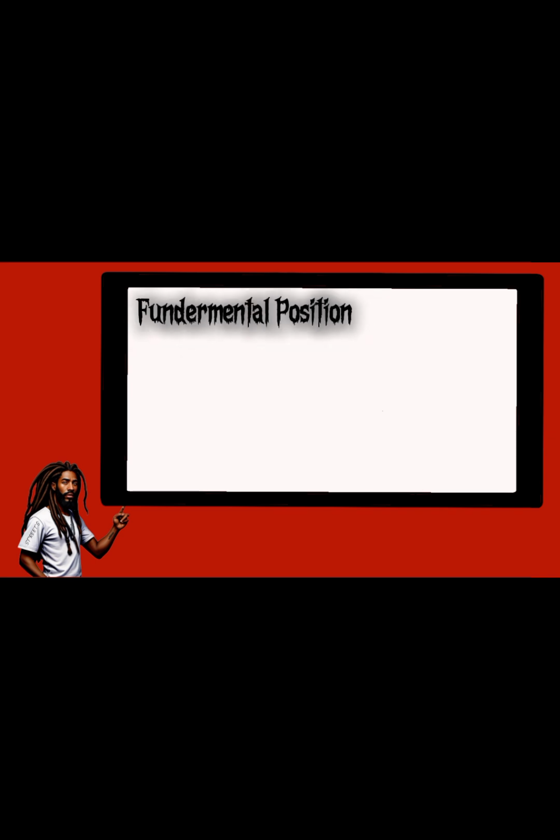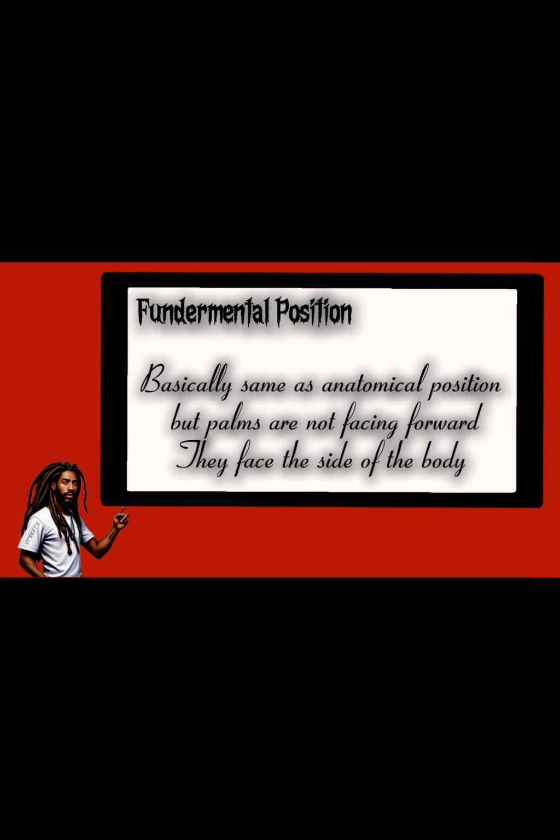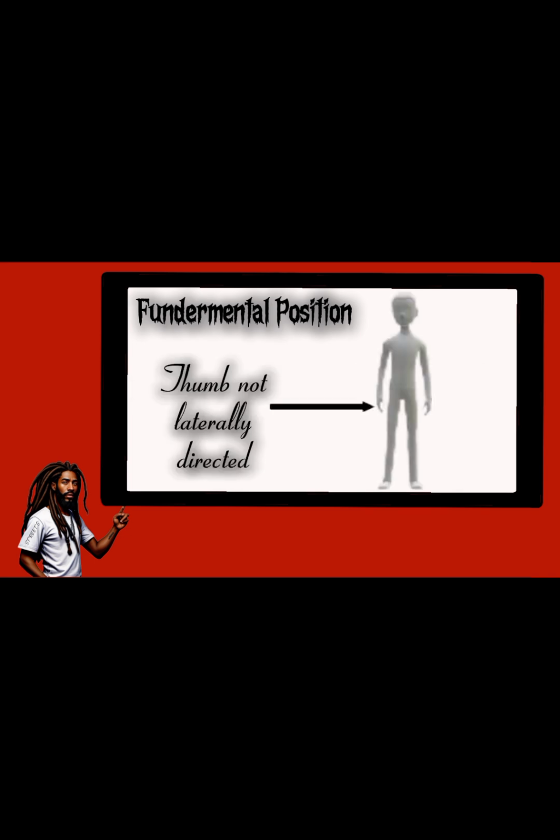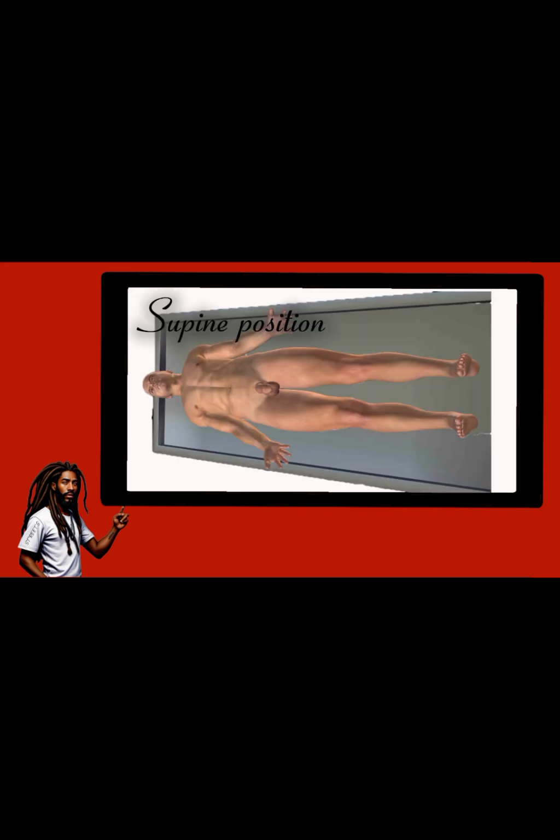Next up, we have the fundamental position, which is basically the same thing as the anatomical position, but the palms are just kept on the sides of the body. If you look at the image on your screen, you see that the hands are not directed laterally as in the anatomical position. That's the basic difference between both of them. It's in the hands. So unlike the anatomical position, that's like a soldier that's kept at maximum tension, the fundamental position says otherwise. Now we have the supine position where the person is just laying on his back.